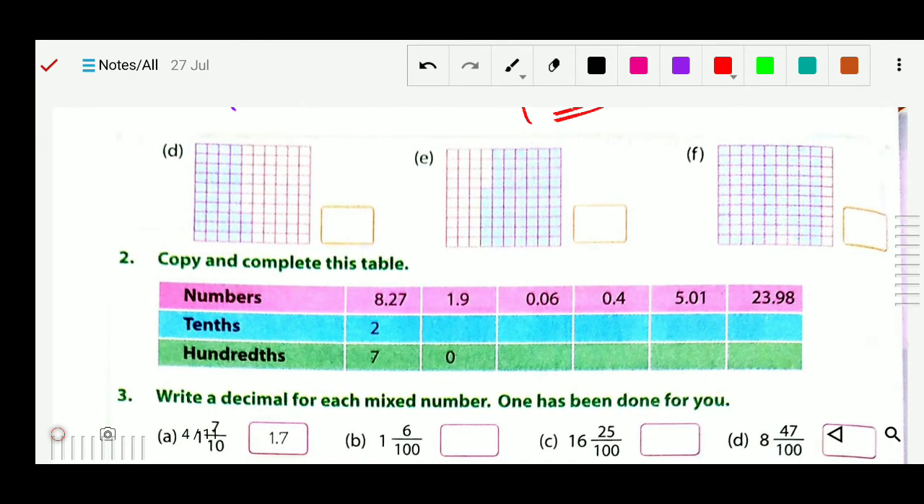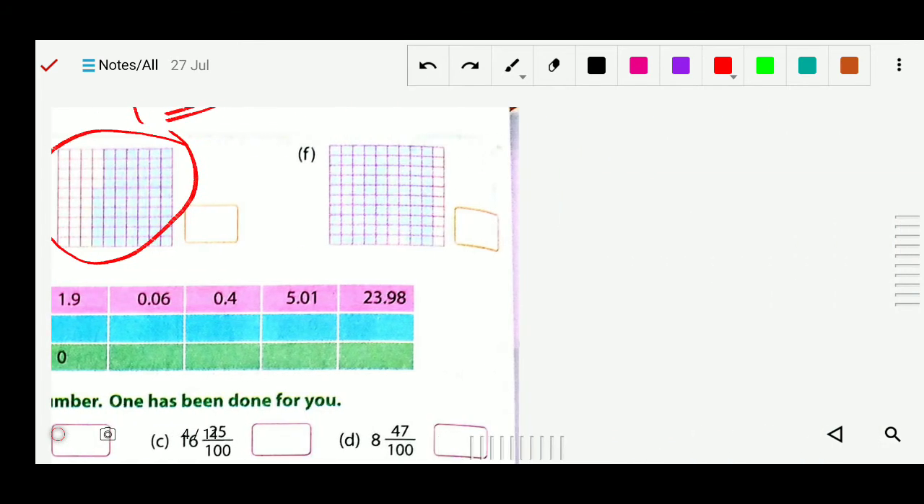Now here you can see this one. So total how many are there? You can count it, 100 is there, so 100. Total is 100, so write 100 here. How many shaded? You will count, you will get 66.